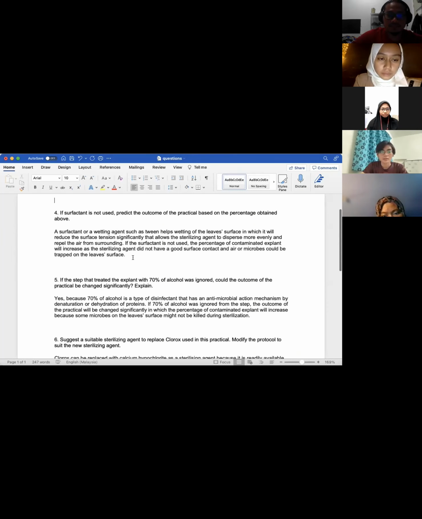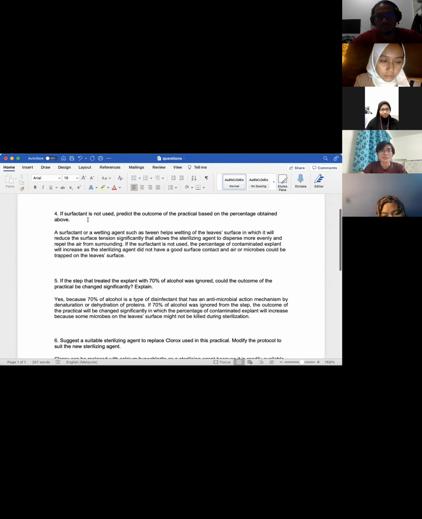Yes. Okay, so for question number 4, if the surfactant is not used, predict the outcome of the practical based on the percentage obtained above. A surfactant or a wetting agent such as Tween helps wet the leaf surface, in which it will reduce the surface tension significantly, allowing the sterilizing agent to disperse more evenly and repel the air from surrounding. If the surfactant is not used, the percentage of contaminated explant will increase as the sterilizing agent did not have good surface contact and air or microbes could be trapped on the leaf's surface.